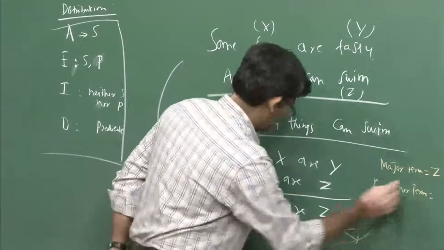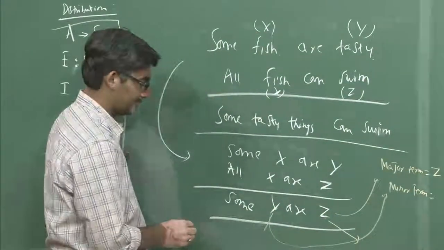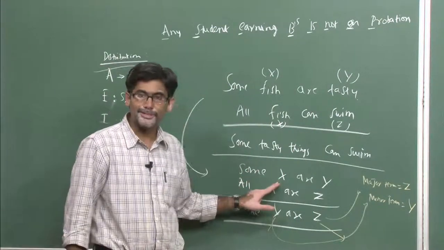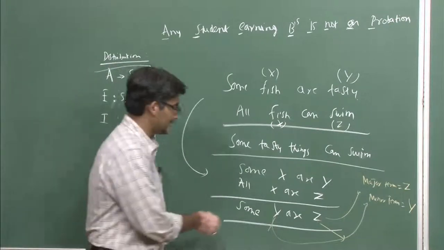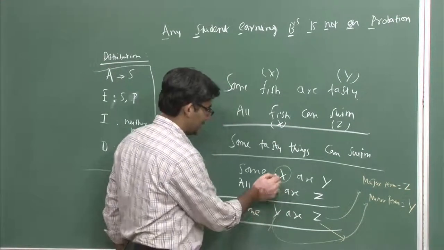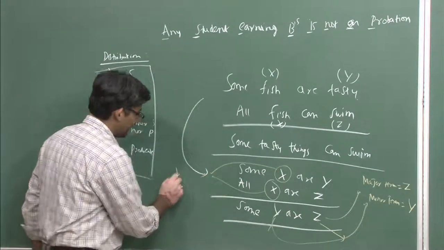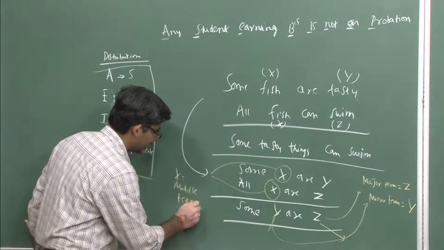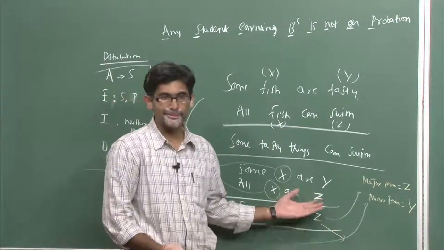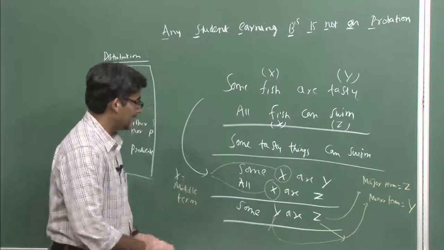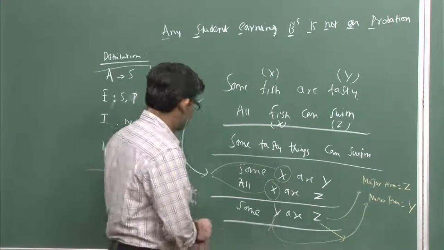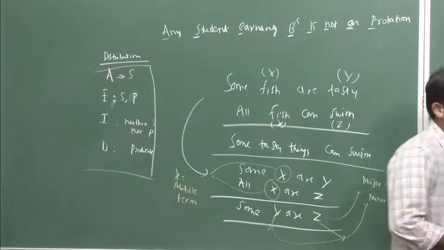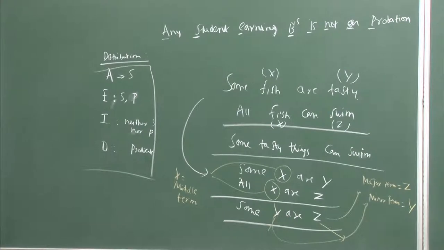Minor term is, this is the minor term Y. Now whatever term occurs twice in the premises is considered to be the middle term. So X is the middle term. This is the first thing we need to find out before knowing whether this kind of syllogism is valid or invalid. Now there are some rules which we need to apply, and then we need to see whether this is valid or invalid.